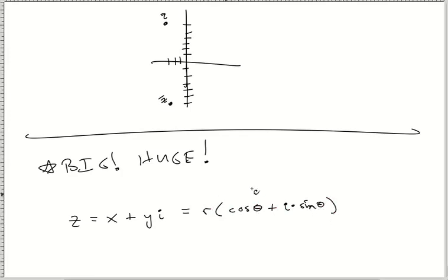Now, this is really cool and all. This is what WebAssign's going to want. So basically, they just say, we'll convert it over. I'm going to go one step further for a very specific purpose. I'm going to say r times cis theta.